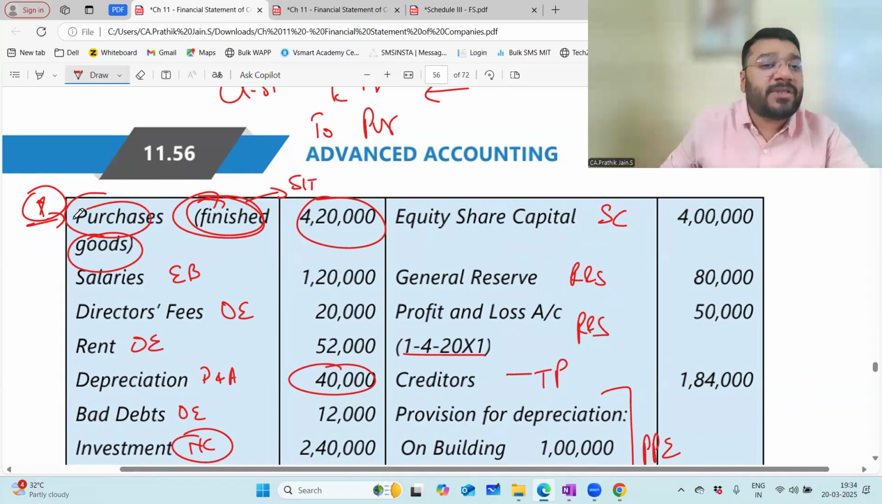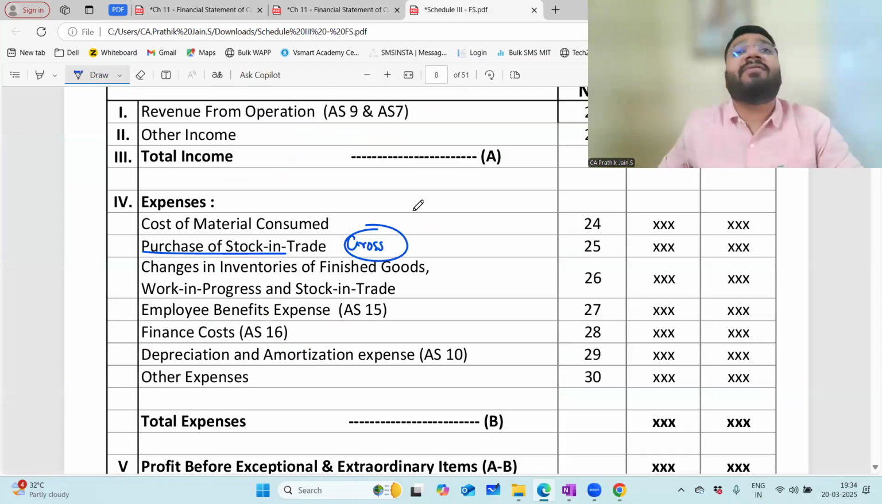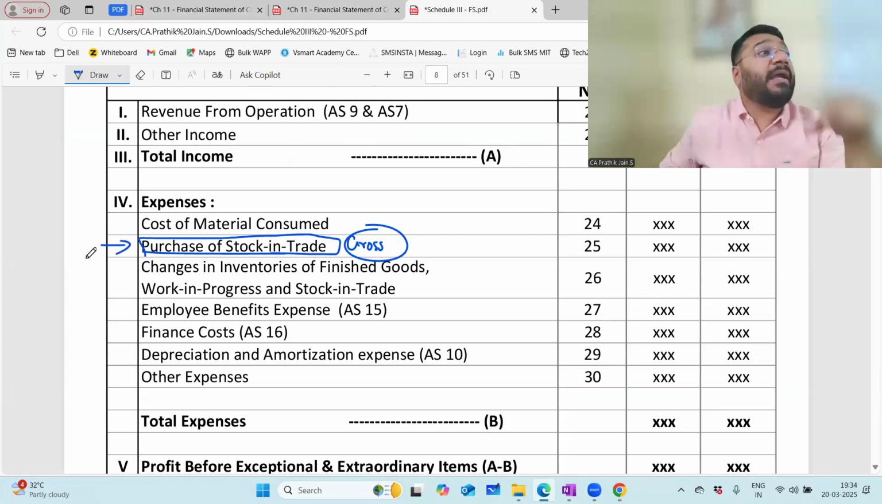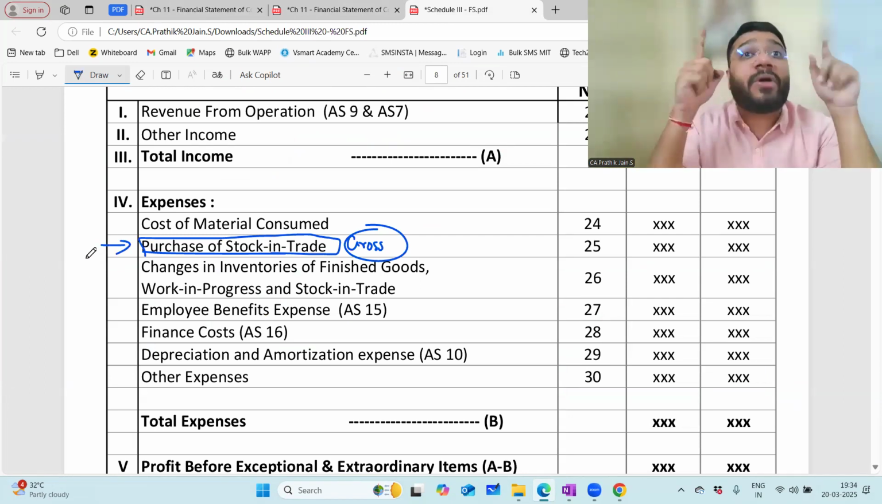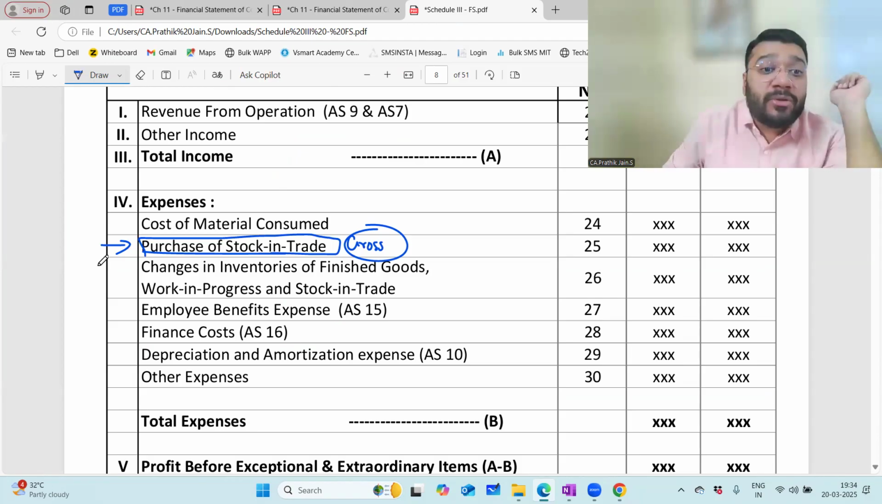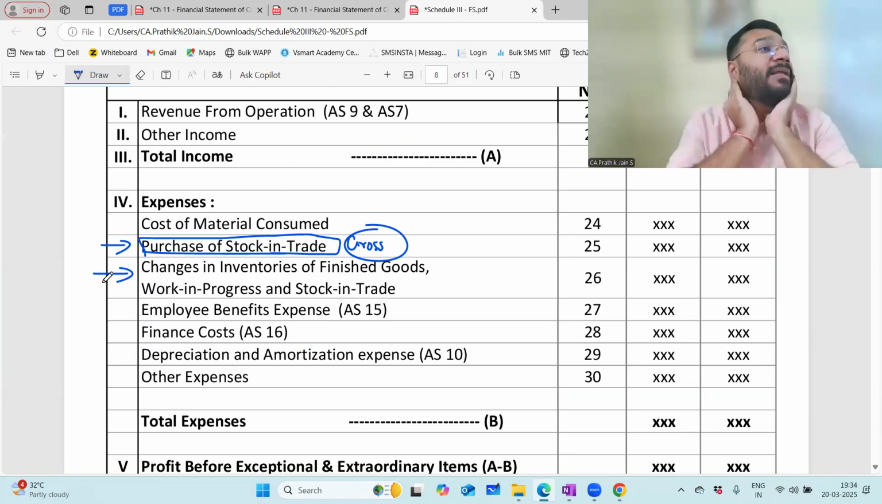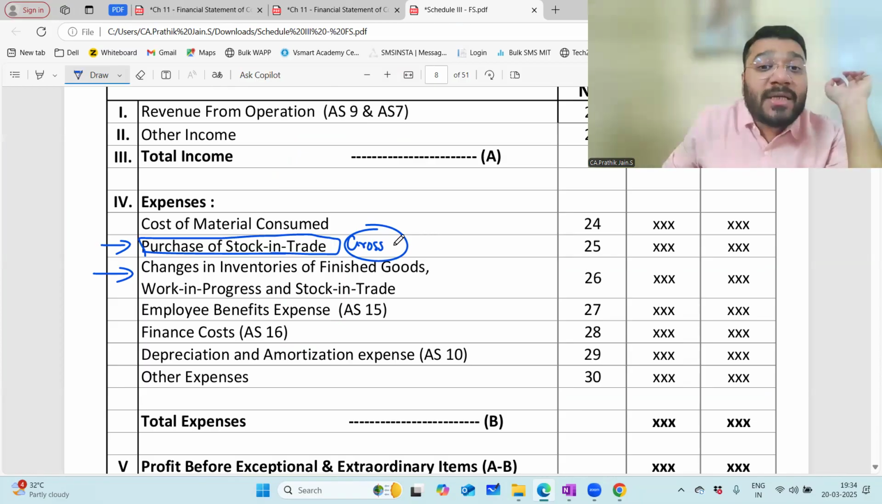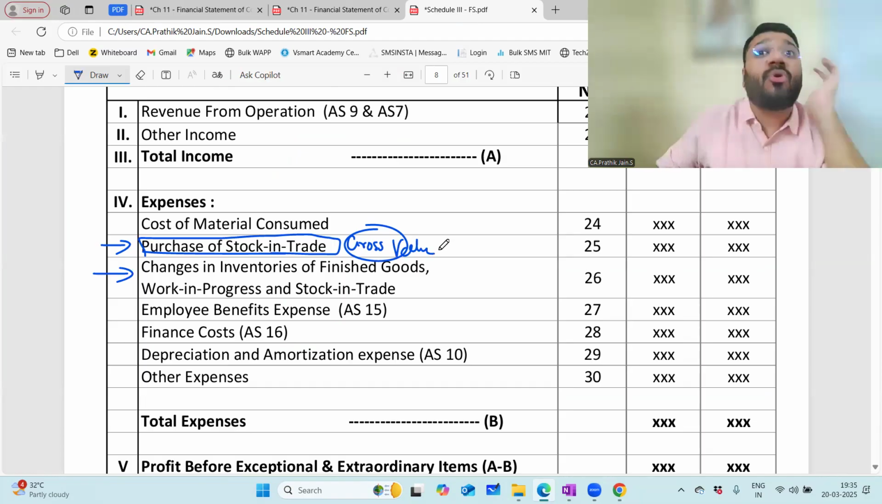So this means this purchase is of stock in trade. Schedule 3 is very clear that whenever you show the information of stock in trade, it should be shown separately as purchase. With that, you should not do any adjustment for opening stock and closing stock. That adjustment, as per the matching principle, we have to do. But Schedule 3 is saying do it separately in the third line item. Which means Schedule 3 is very clear that we want the users of the financial statement to know what is the gross value of the purchases throughout the year.